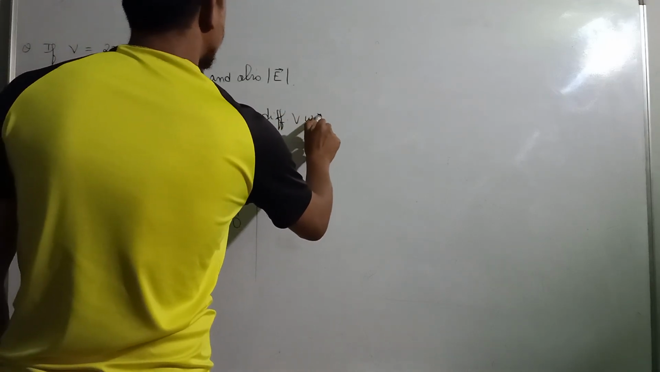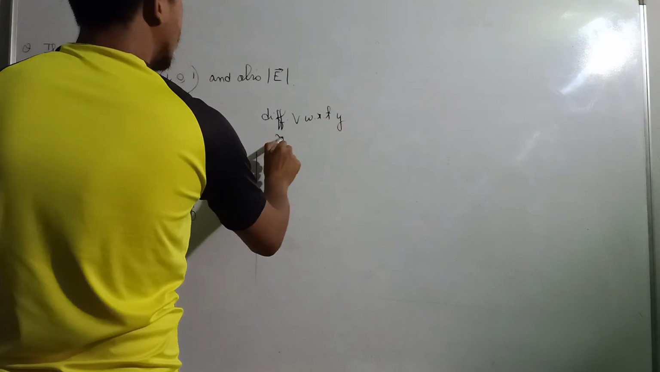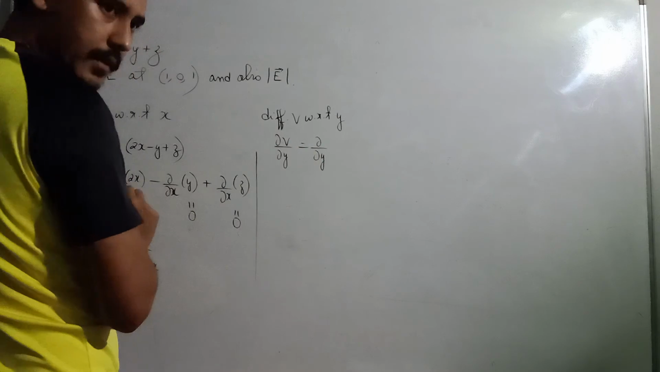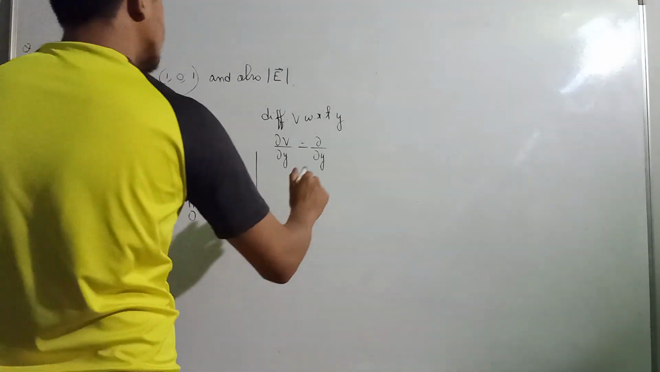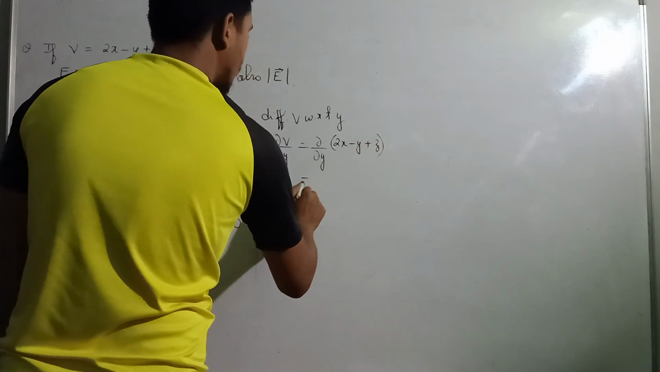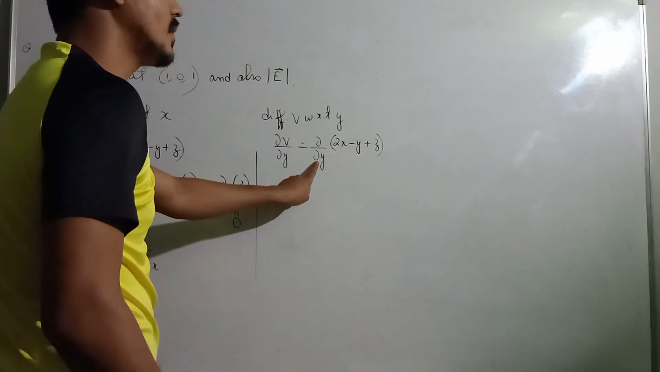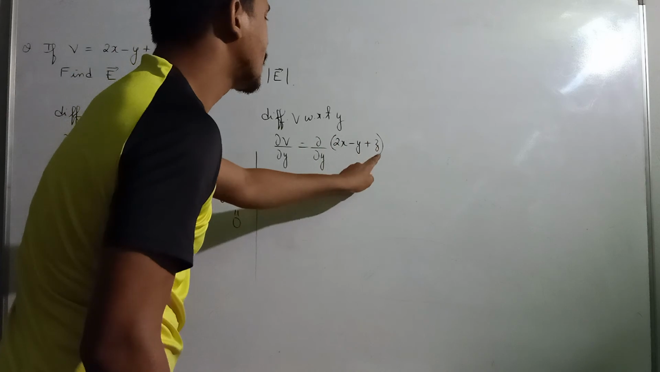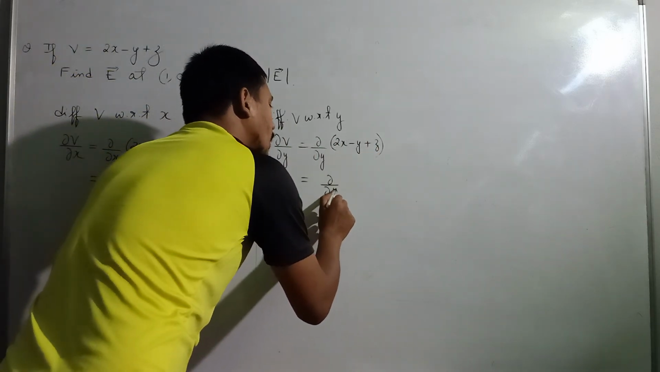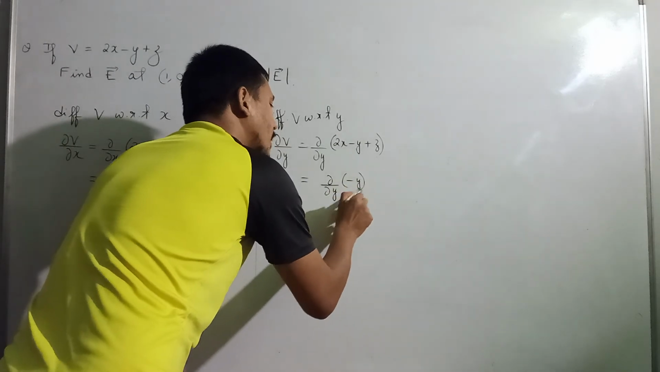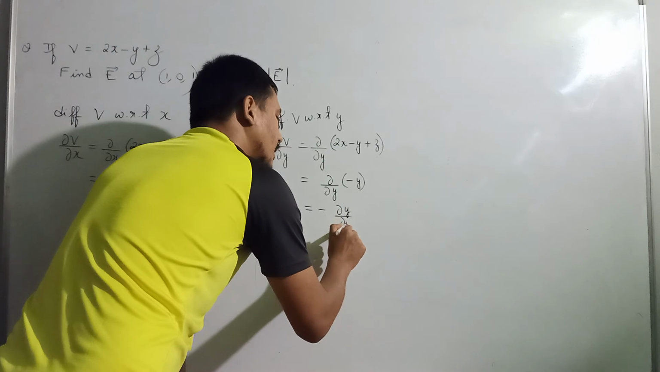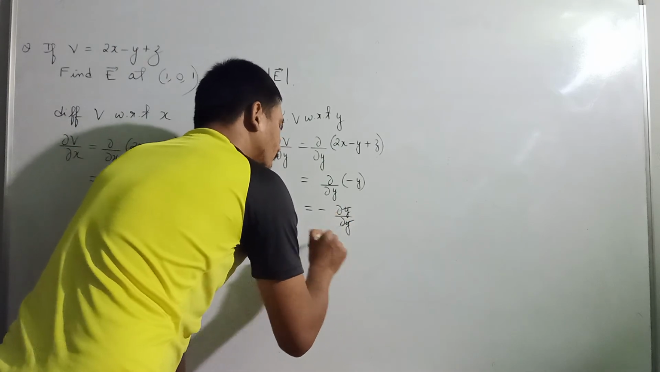Similarly, differentiating V with respect to y, then del V by del y will be del by del y of V, right? Your V is 2x minus y plus z. Differentiation of x with respect to y is 0. Differentiation of z with respect to y is 0. So I'm going to differentiate only this minus y with respect to y. Minus comes out, del y upon del y cancels, minus 1.